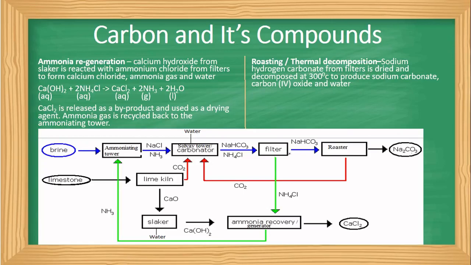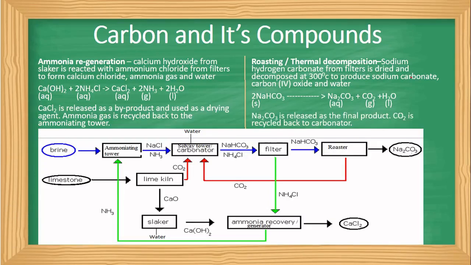The byproduct we said from after filtering, we got sodium hydrogen carbonate as a residue. So we take it to the roaster where the roasting happens, or it's also thermal decomposition, where here the sodium hydrogen carbonate is dried and decomposed at 300 degrees centigrade to produce now sodium carbonate, which is the final product, and also some water is produced and the carbon 4 oxide. So that is the equation of what happens at the roaster, of course.